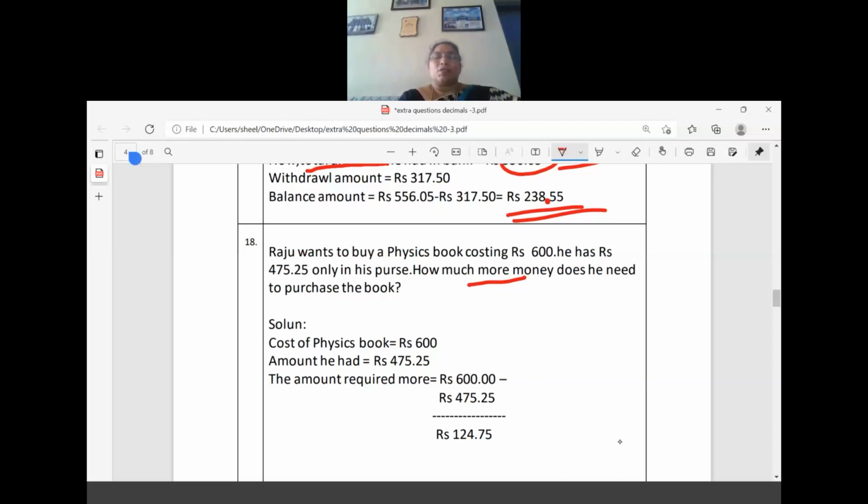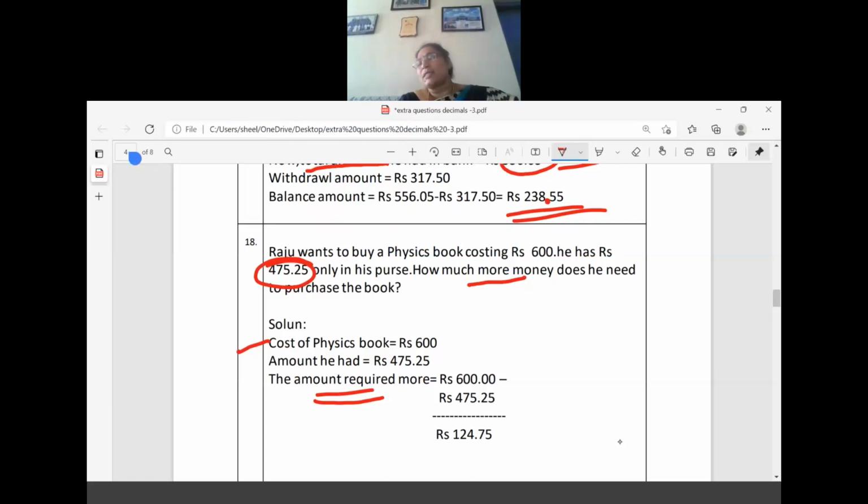It is clear. So Raju wants to buy a physics book costing rupees 600. So what is the cost of the physics book? Rupees 600. And he has only in his purse, what is the amount? 475.25. This is the amount he had. Now amount required more is equal to 600.00 minus 475.25.